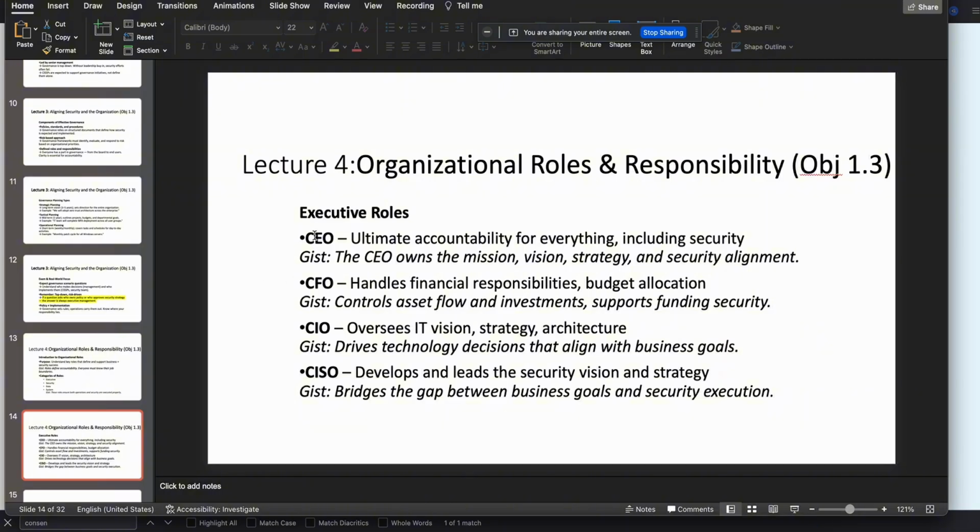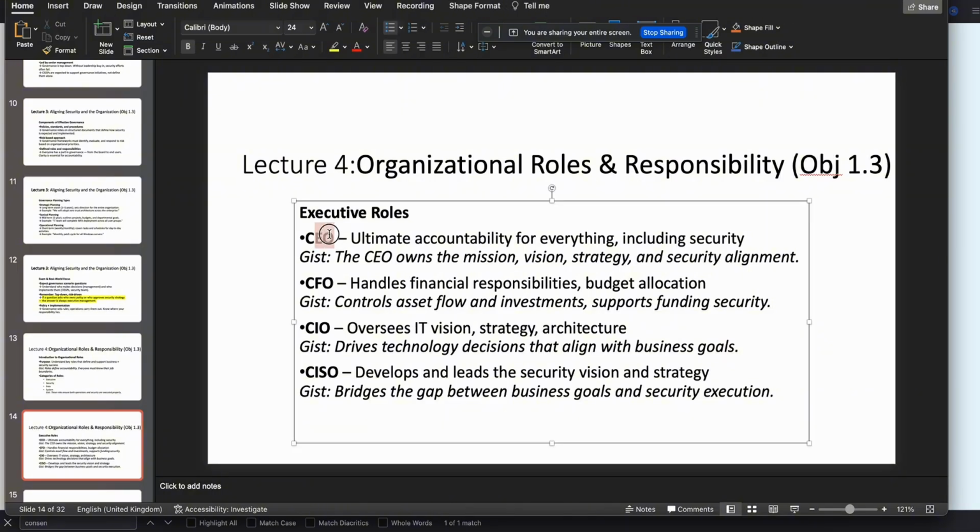So these are the organization roles and responsibilities. Remember, the CEO, the Chief Executive Officer, is ultimately accountable for everything within the organization. And the CFO handles the financial responsibility. If any financial responsibility comes up, the CFO will be responsible, but the ultimate responsibility will be the CEO's. The CIO oversees IT's vision. Any IT related vision is covered by the CIO, Chief Information Officer.